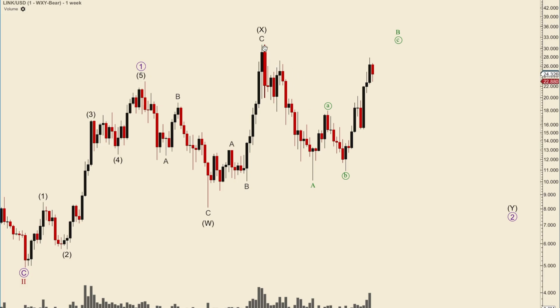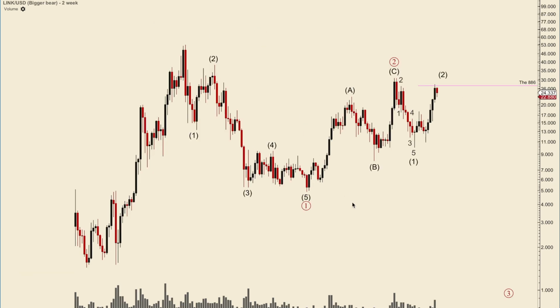So we have an A, B, C, D, and an E. So it's a WXY triangle here. And then a triangle is very explosive. So after a triangle, just look out for way higher prices. But we also need a bearish option. You always need a bearish option in counting Elliott waves.